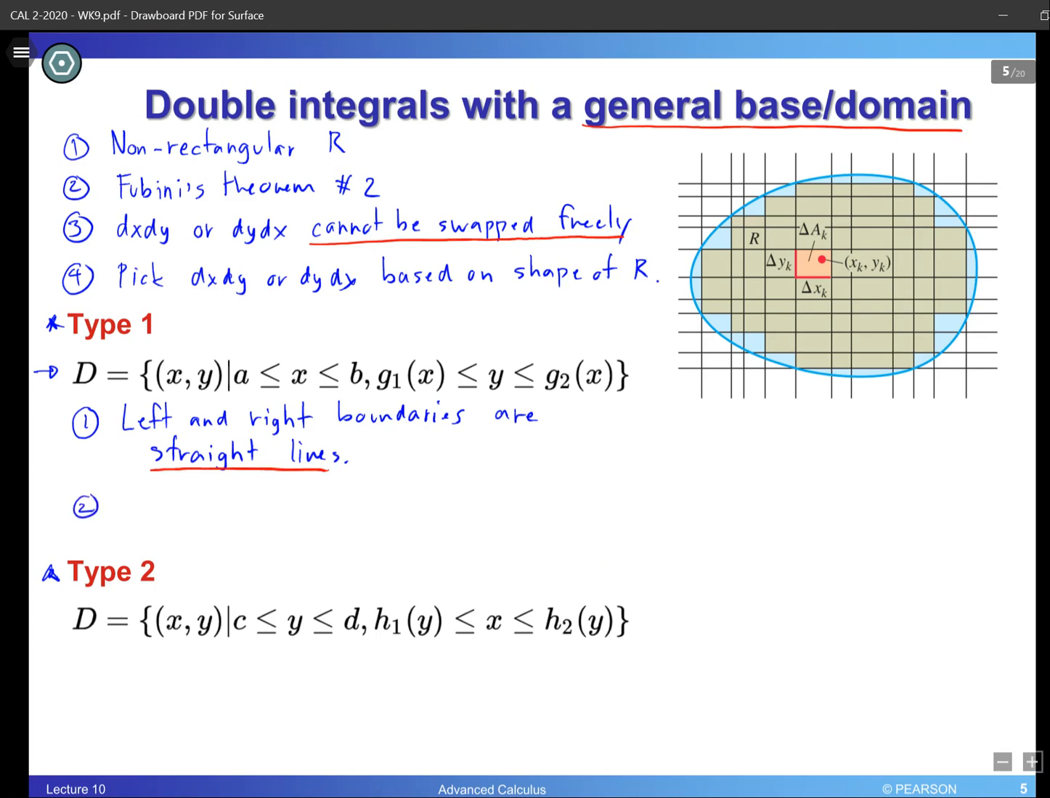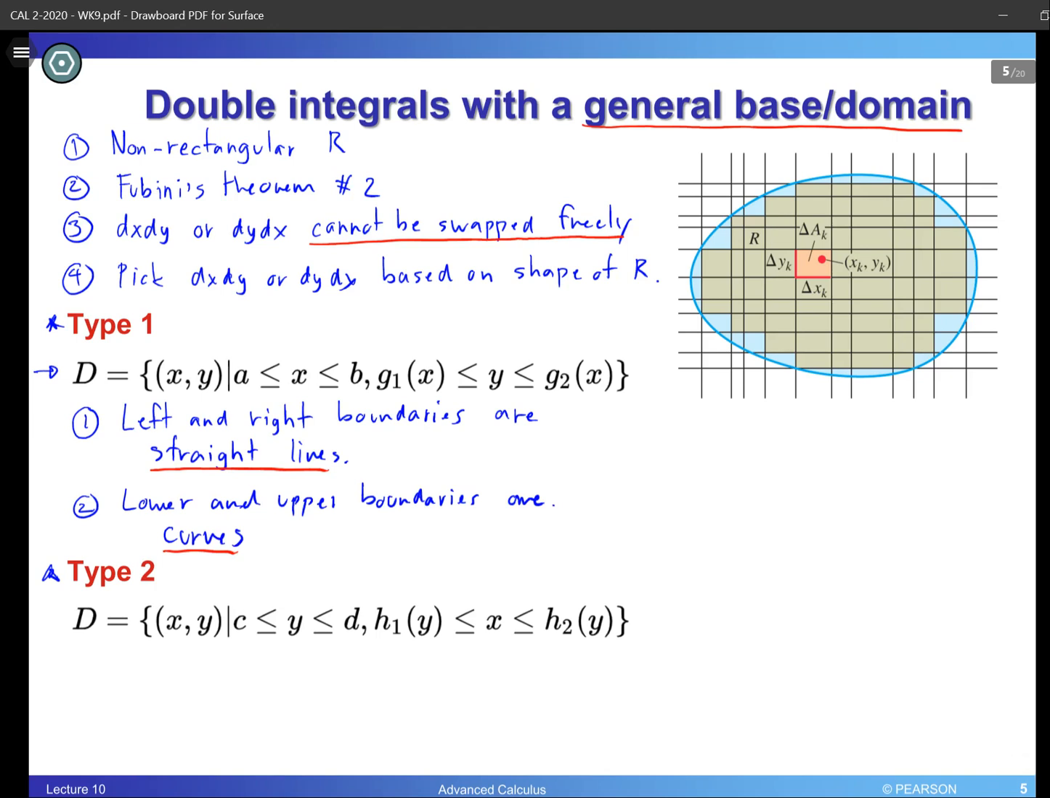Now that we have talked about the left and the right, of course we have to talk about the lower and the upper boundaries. This time around they are supposed to be curves. Now you see the main difference between the left and right and the lower and upper: straight lines and curves. What does that look like?